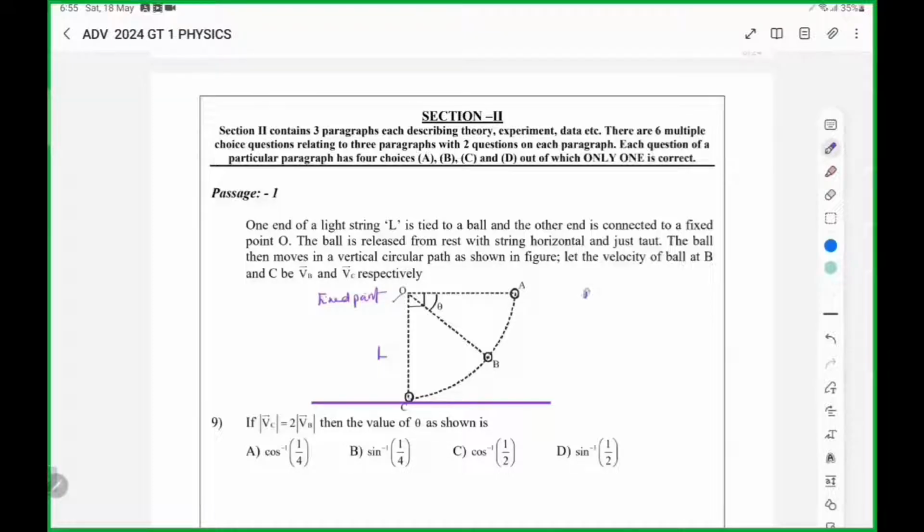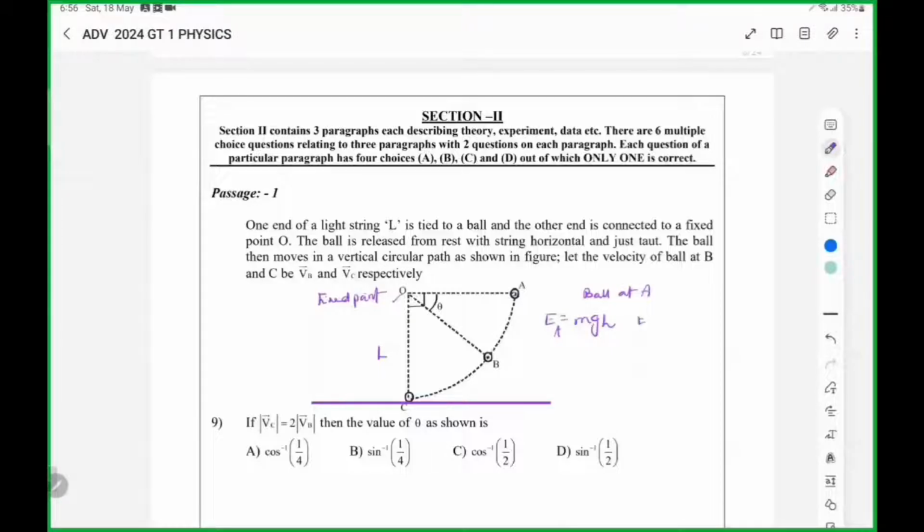So the energy associated with the ball is potential energy only. Initially at rest, there is no kinetic energy. This is the total energy of the ball at A.